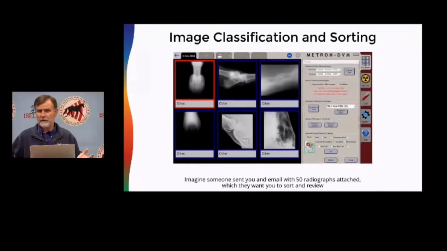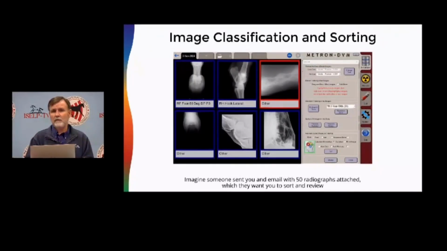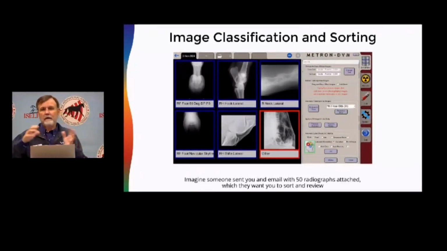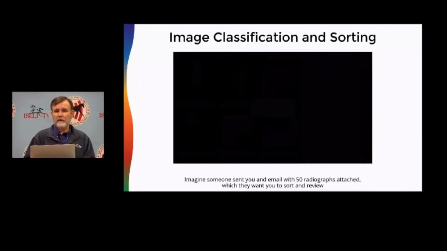Another thing it can do is sort images for you. Imagine that somebody sends you an email with 50 radiographs and says, would you please look at these for me and organize them, and then you're downloading them and looking at each one and labeling and measuring. Our particular system, because it's got a great image classification system, is going to identify all those images for you. I'll just show you again.